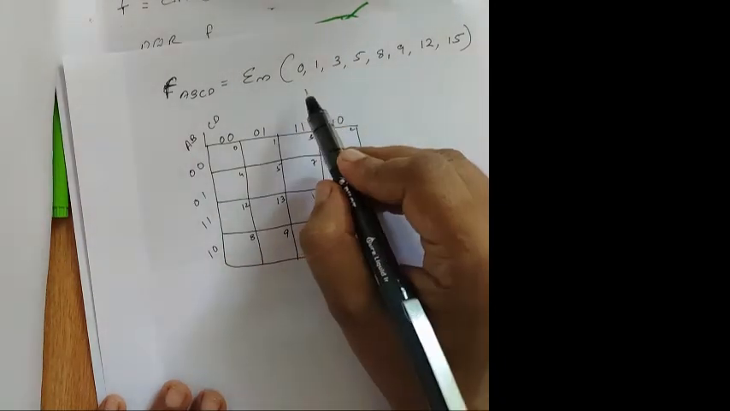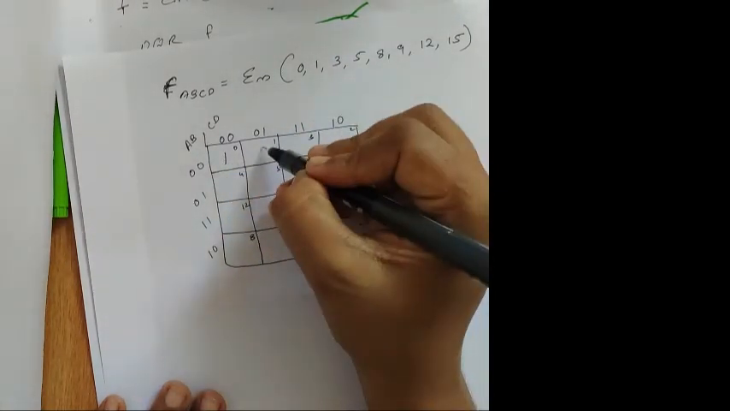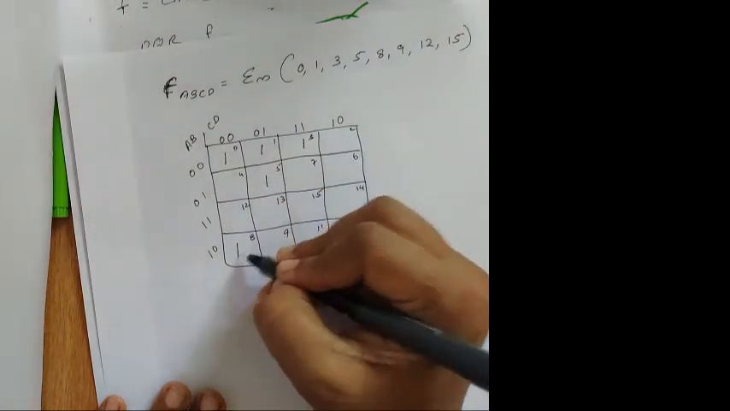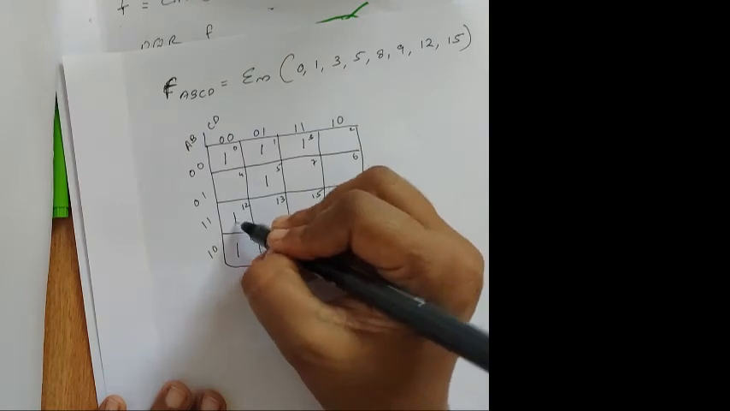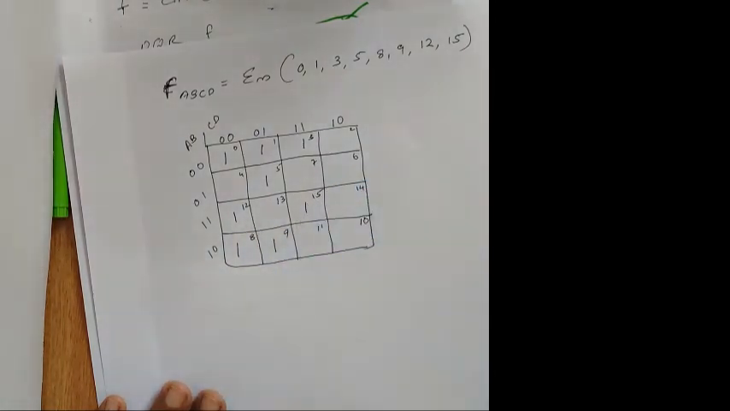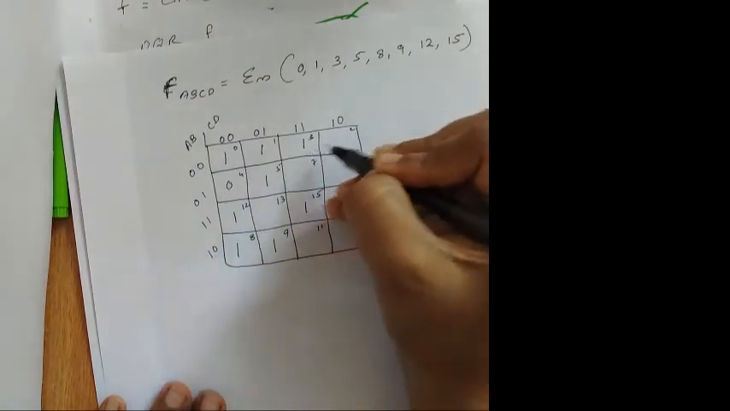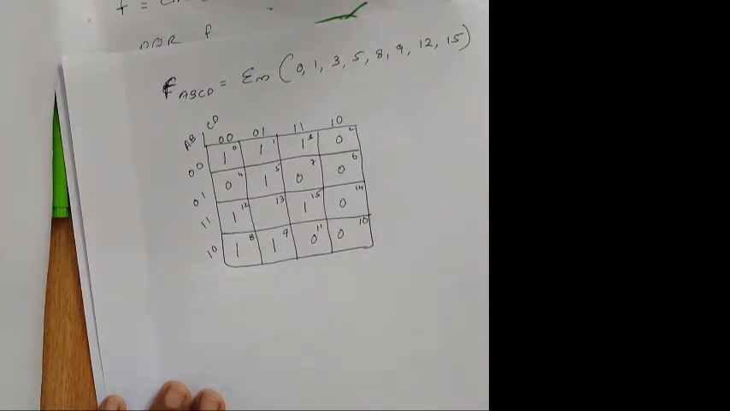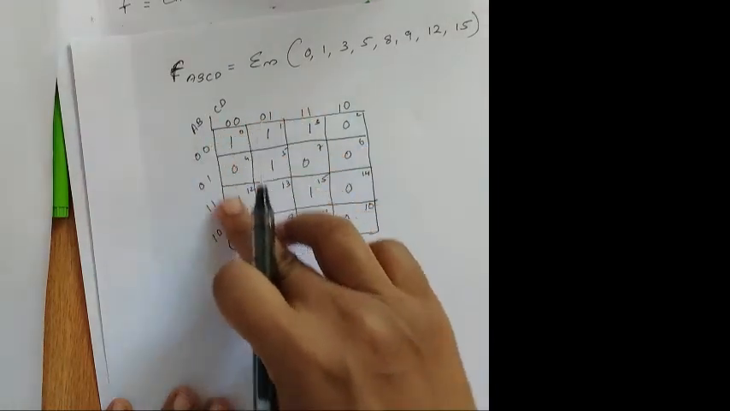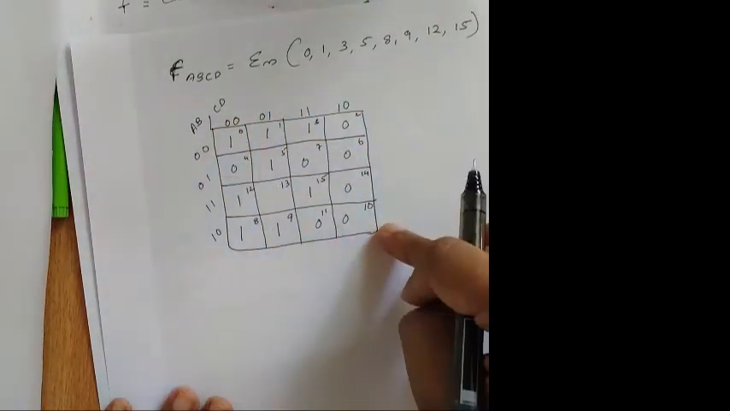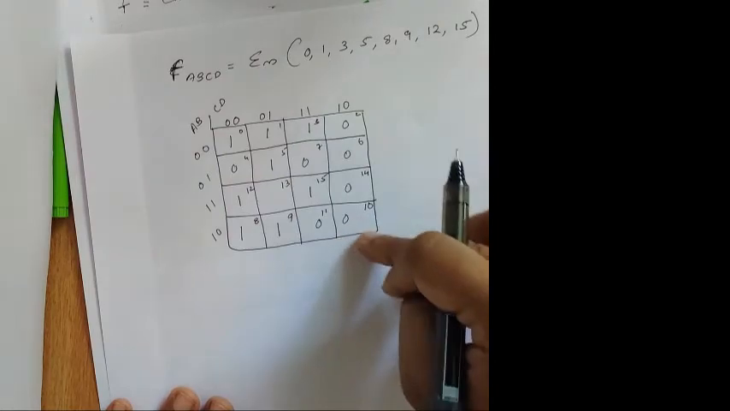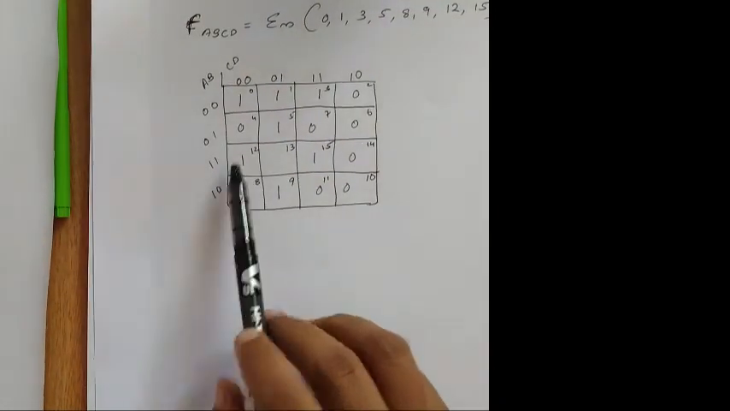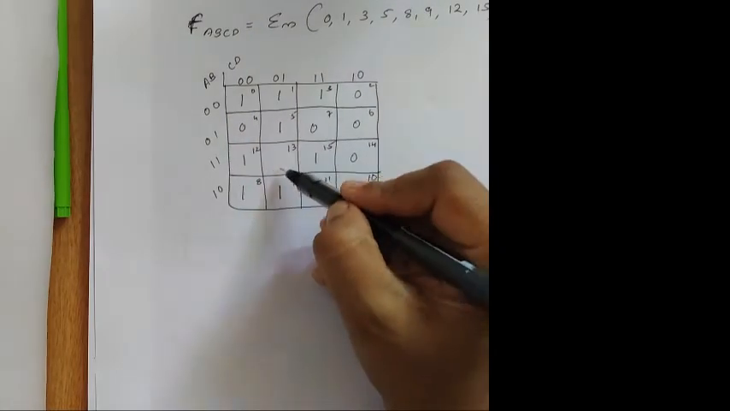Okay, so whatever data is given over here, 0 is there, 1, 3, 5, 8, 9, 12, 15. All the other data that is not present over here will be 0. Now you have to look whether you can make a 16-bit grouping. It is not possible because zeros are there. Then you have to check whether you are able to get any 8-bit data. No, this is also 0.